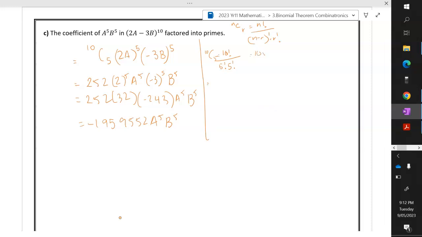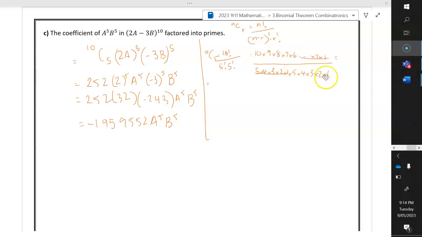So 10 factorial is 10 times 9 times 8 times 7 times 6, all the way down to 2 times 1. And we've got 5 times 4 times 3 times 2 times 1, and we've got that twice. So one of these 5 factorials is going to cancel out with that. So what we've got left of our 10C5 is 10 all the way down to 6, and on the bottom 5 down to 1.